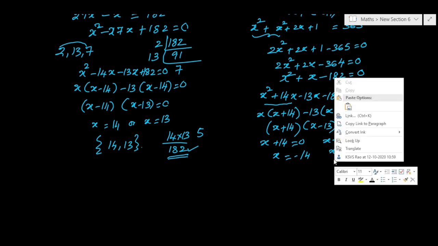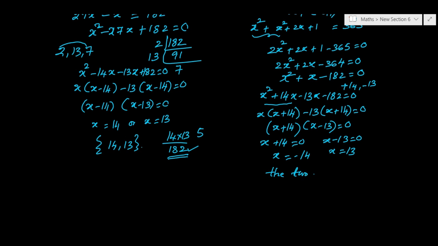Therefore, the two required integers are 13 and 14, as positive is given. Suppose if simply integers are given, this could be another solution, minus 14 and then minus 13. But here in the question it is positive integers only asked.